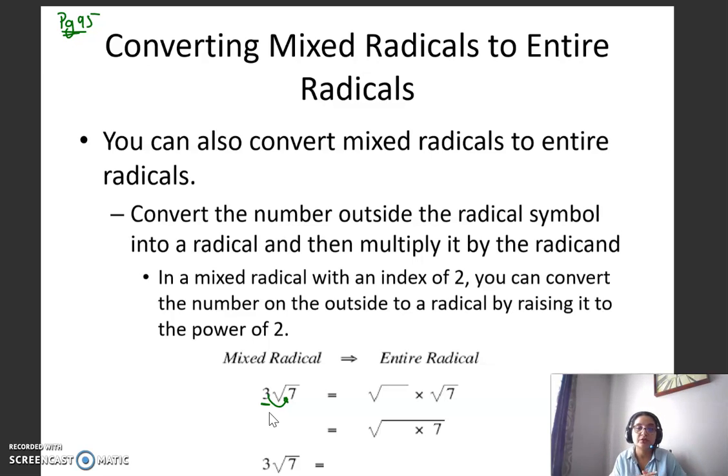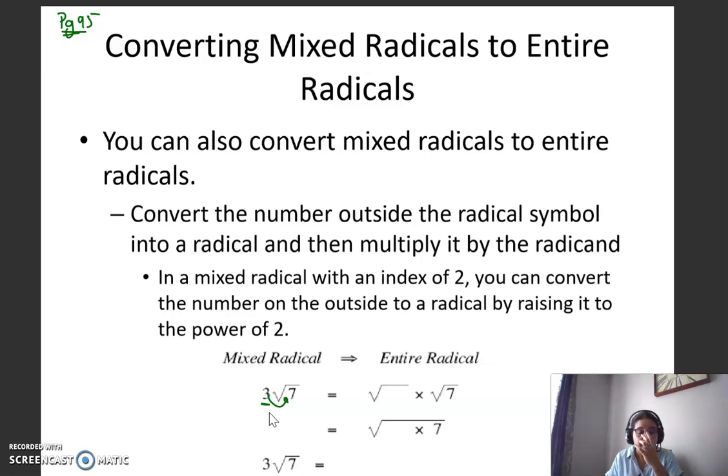We have learned how to take fractions and put them in mixed fraction forms, and then put them back in improper, from decimals to whole number fractions to decimals. So these are different processes we learn in math, so that when we need to, and it's easier for us to work with one form versus the other, we can switch back and forth. Okay, so we're going to take this mixed radical and we're going to convert it back into an entire radical.